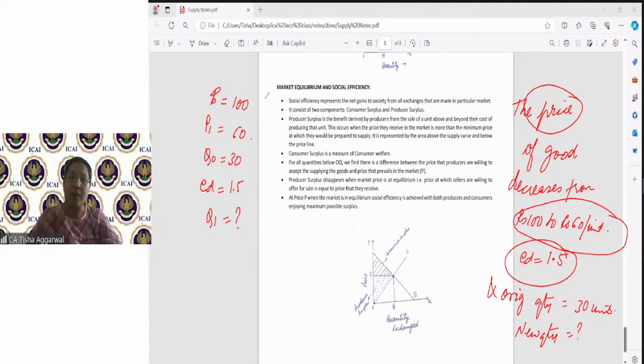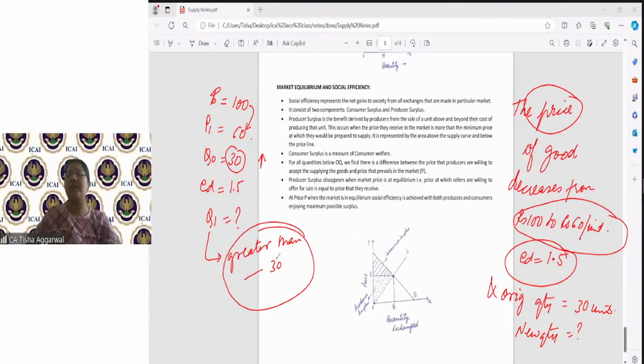You know how? The price is reducing. That means my quantity should increase. So whatever my answer for Q1 is, it should be greater than 30. Why did I tell you? Because here students make a mistake in the sign. The negative sign, positive sign, students make the mistake. So I want you to find out the answer and give it to me.